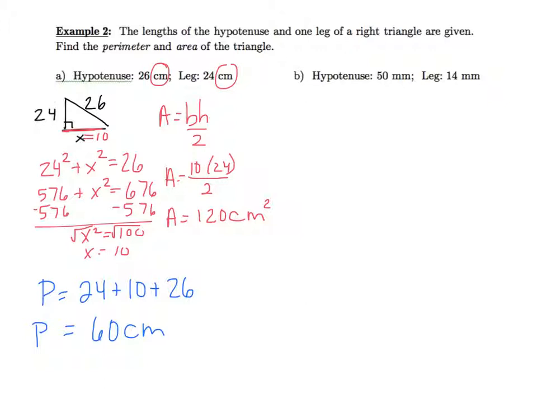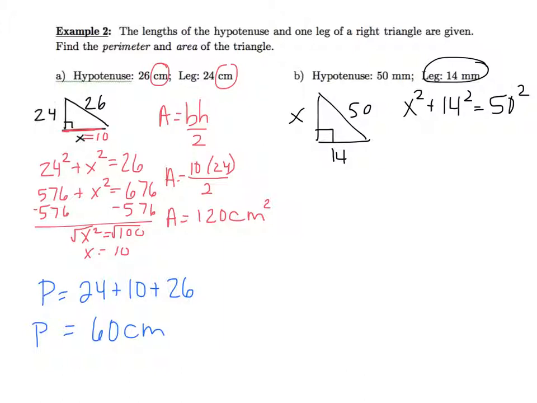Looking at example 2 or B, I need to do the same thing. I draw my triangle, I label my triangle, I have a leg here, and I have a hypotenuse here, and this time I switched. I said my leg is going to be my base. Like I said before, it doesn't matter where you put it. So now you need to use Pythagorean theorem, so x squared plus 14 squared equals 50 squared.